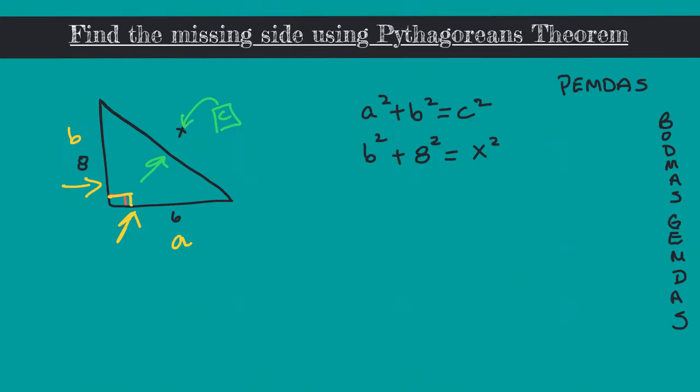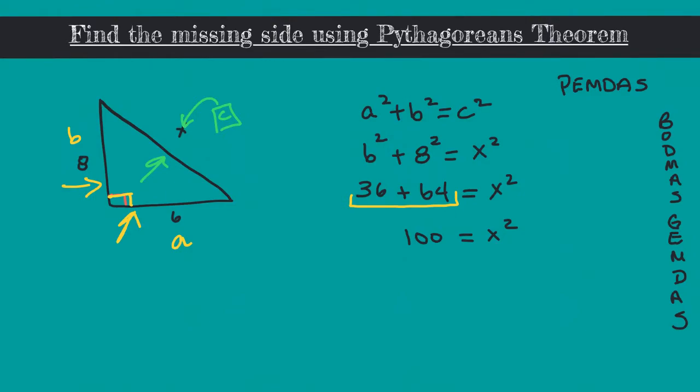6 squared is 36, plus 8 squared, which is 64, is equal to x squared. Well, x is something that we don't know. It is our unknown, and so we can't do anything with that at the moment until we solve for x. The next thing I'm going to do is simplify a little bit further. If you look at the left-hand side of the equal sign, 36 and 64 are like terms, so you can go ahead and combine them. 36 plus 64 is 100, and that is equal to x squared.